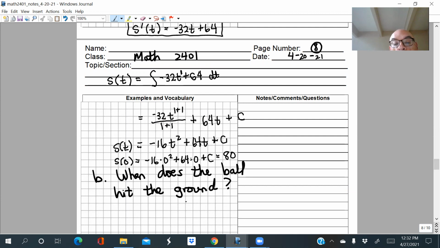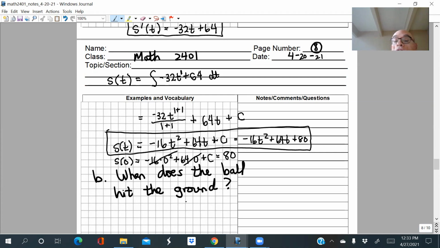So notice these two terms disappear very nicely. And what is the constant then? It's got to be 80. So now you can fill that in. There is your formula. So this formula will give you the height of the ball at any time. You can now figure out what the height of the ball is going to be at any time after it's thrown.